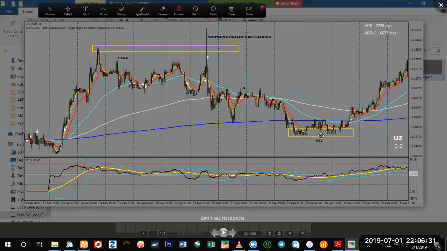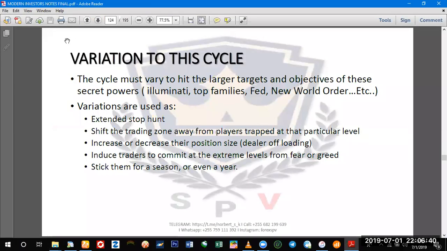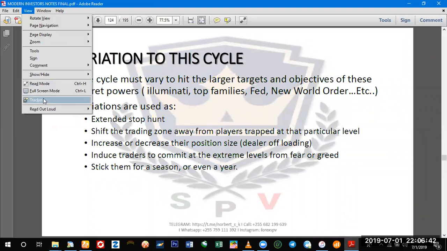Sometimes this may happen on the chart. I find the dealer is taking you out of the position. So you should know that that's a simple variation and it happens. You should not be shocked.